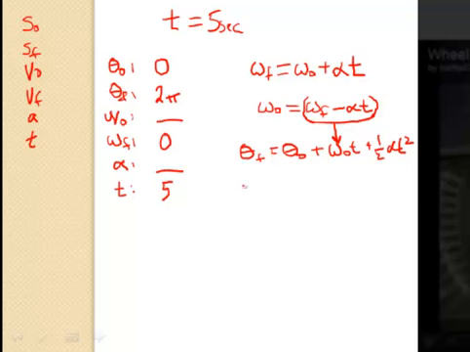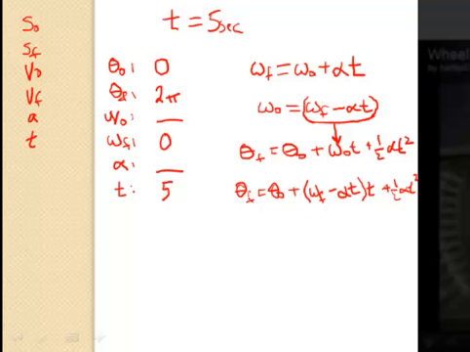And that gives us theta f equals theta naught plus omega f minus alpha t times t. So omega naught, that's this, and then this t transfers down, and then that's still plus 1/2 alpha t squared. And now I know everything in this formula except for alpha. So I can solve this.